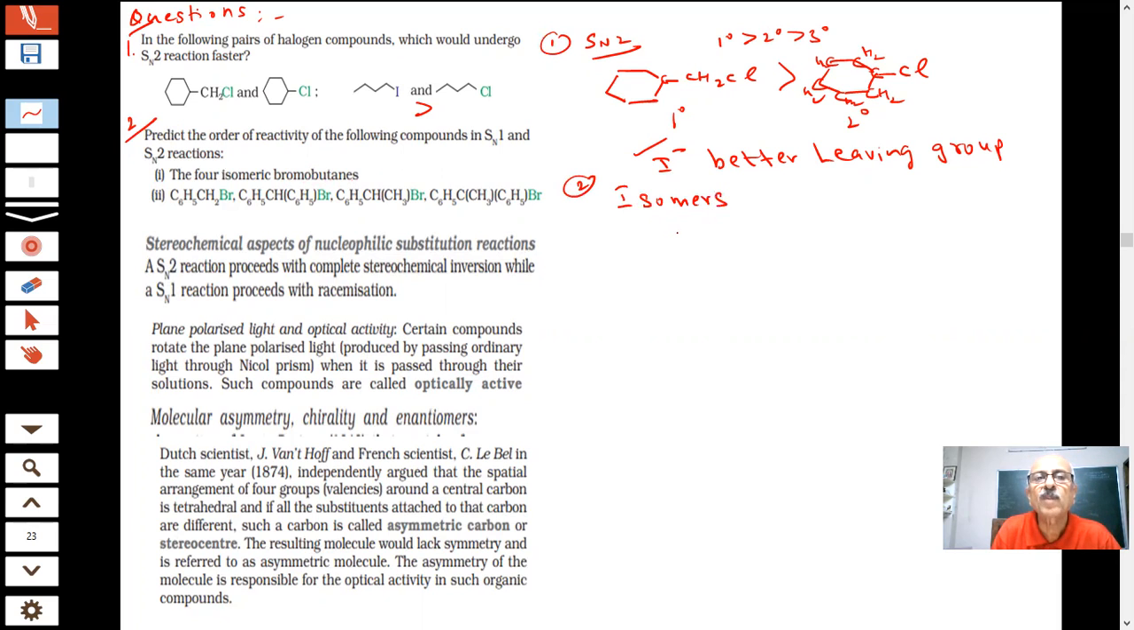First, we have to draw the isomers of bromobutane. How many isomers will there be? First, we have to check it. Then we will see SN1 or SN2. I will give you 1 minute. Can you draw the isomers of bromobutane? Isomers are a very favorite question in the papers, in the exam, I am telling you. You try this, then we will give the answer.